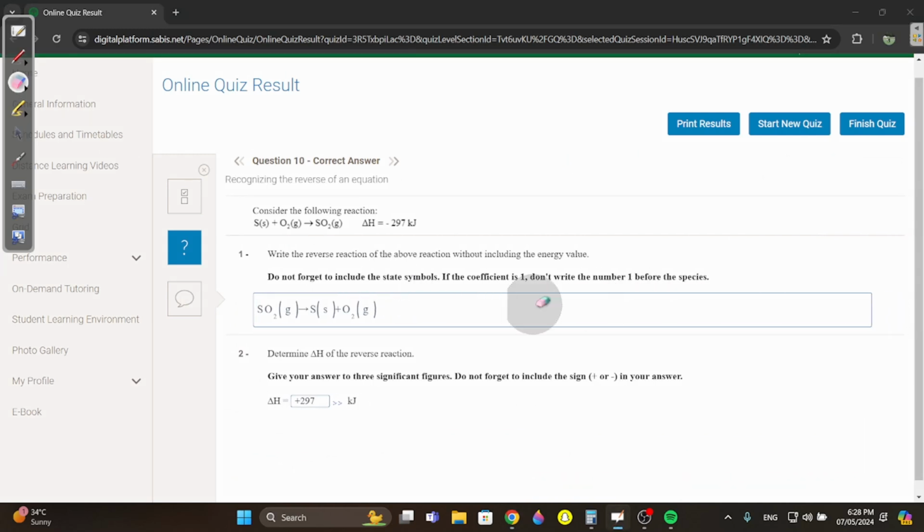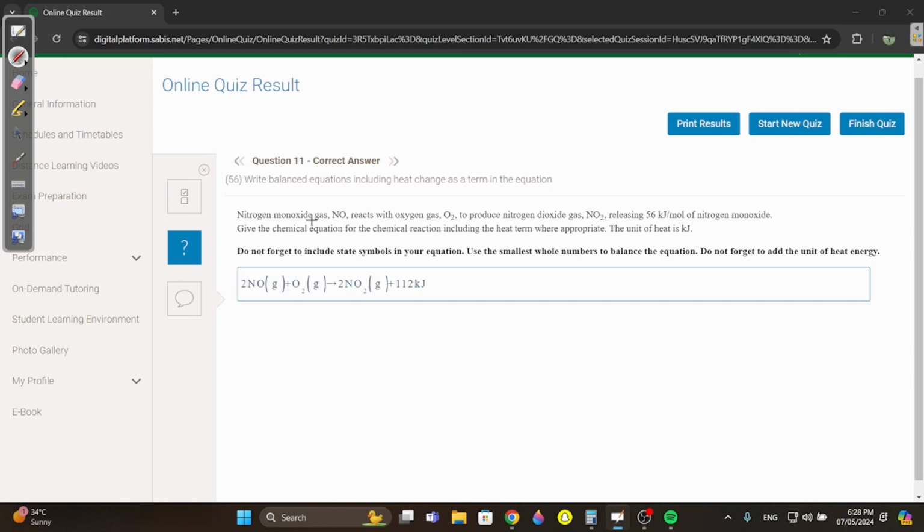Question 10, I think they say write the reverse. They gave you this reaction, very easy. They say write the reverse reaction. Literally, all you have to do is just flip it. That's it. Just flip the reaction. I'm not going to bother. Then they say what happens to the energy? What's the energy now of the reverse? Since we flipped it, all that changed is the sign. Here it was negative, now here it's positive. Question 11.